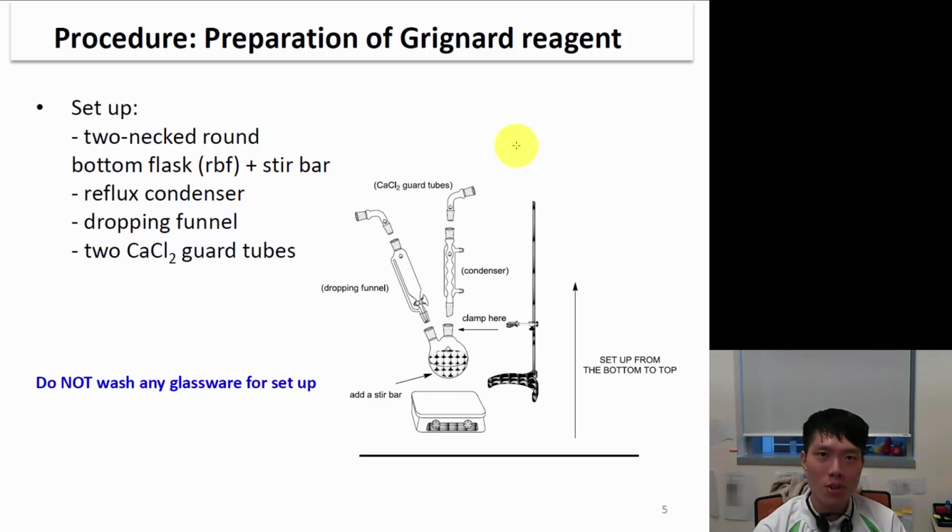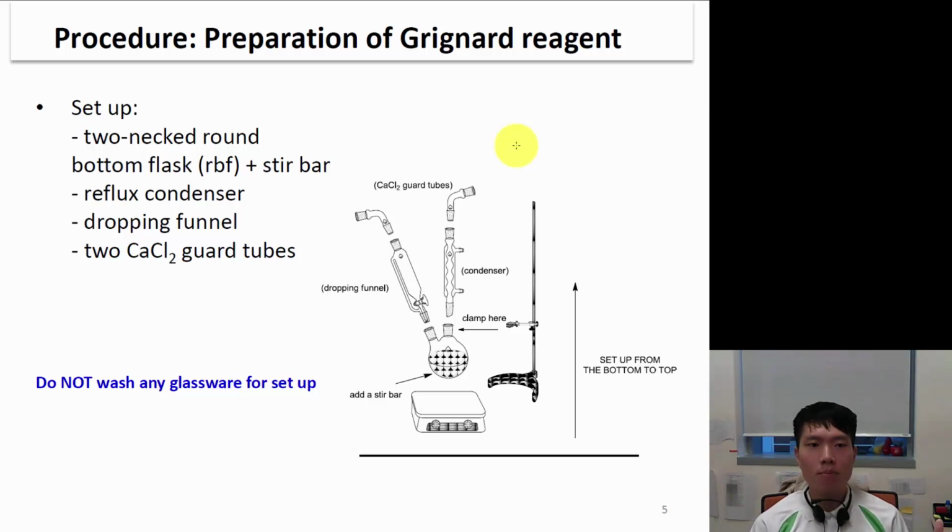Think about what is the solvent used, THF, tetrahydrofuran. It doesn't have a very high boiling point, so the reaction is quite exothermic, and of course you need to heat up the reaction mixture. And if you do not use a reflux condenser, what might happen? All your solvent vaporizes, and would that be desirable?